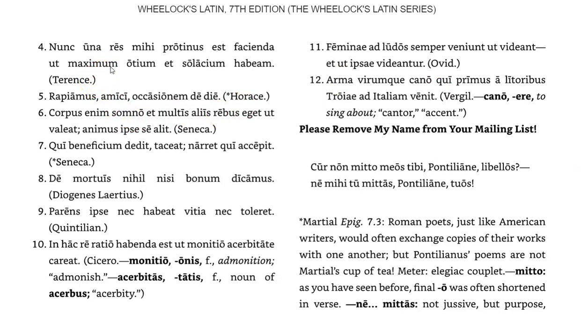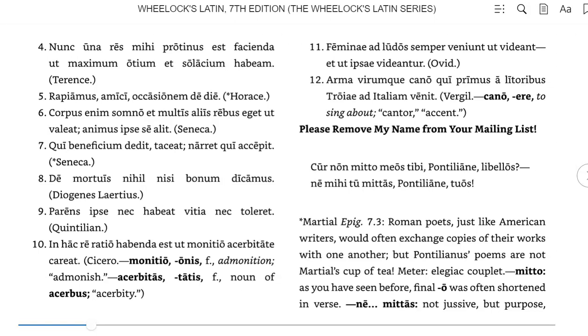All right, moving on to number 5. Of course, Horace is famous for carpe diem, seize the day. Even those who don't know any Latin have probably heard that expression. Here is another version of it by Horace, because that was one of the big themes in all of his writings. And here, let's say you don't know rapiamos.